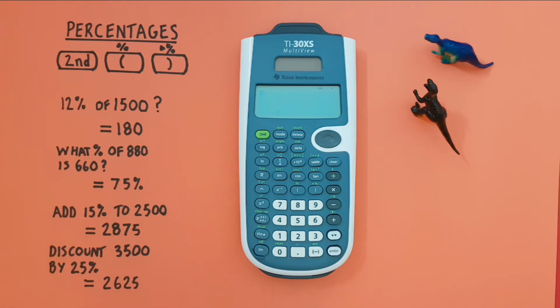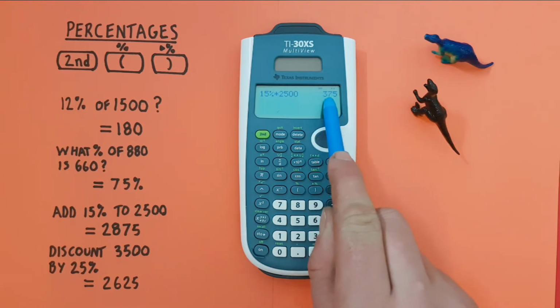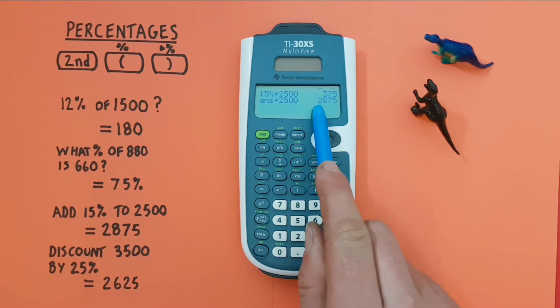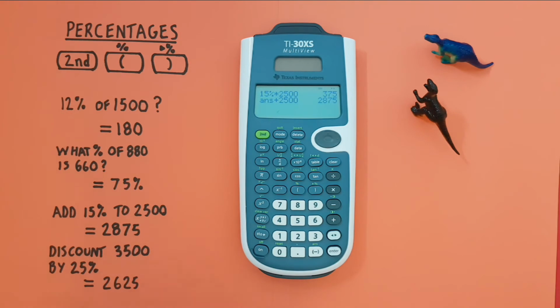Percentages are great when working with taxes and discounts. For example, if we wanted to add a 15% tax to a $2,500 object and figure out how much that would cost, we would start by finding out how much 15% of 2,500 is. So, like before, we go 15% times 2,500. See that this gives us 375. We then add that to our original value, which was 2,500, and get a final value of 2,875, which is correct.